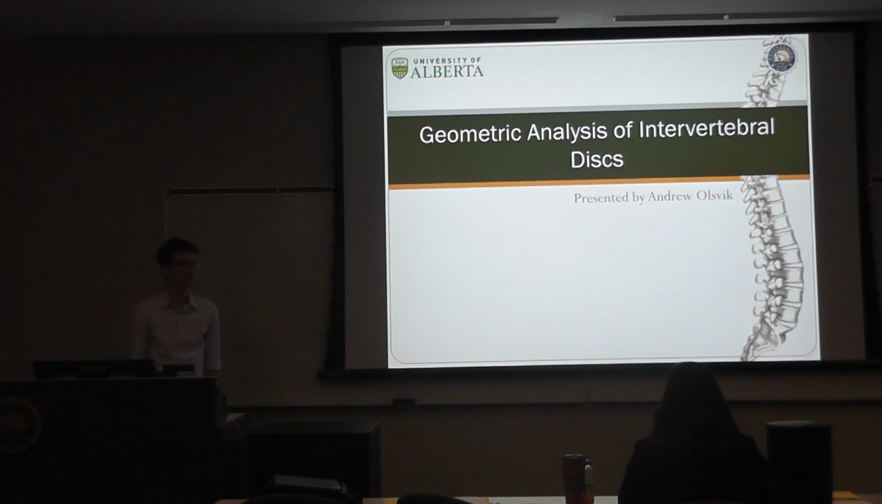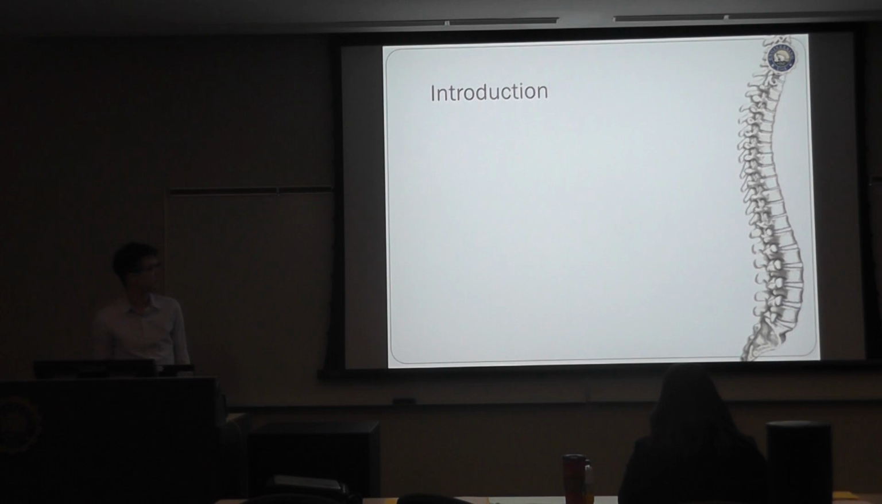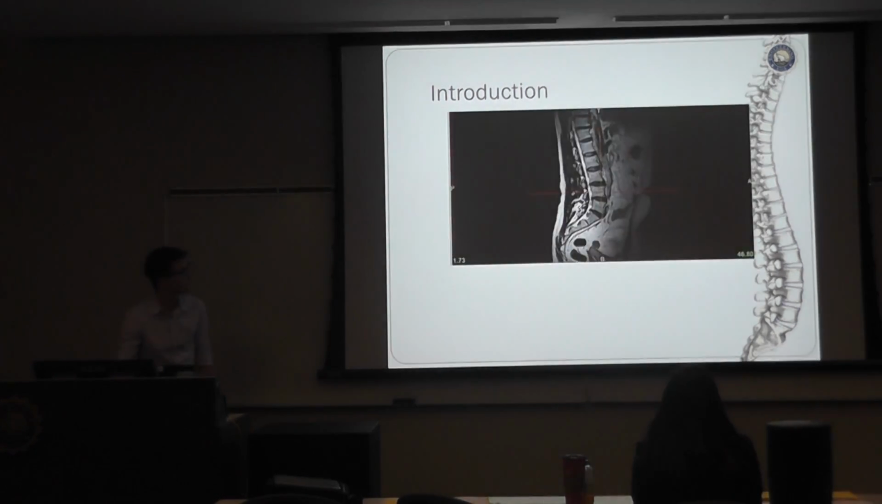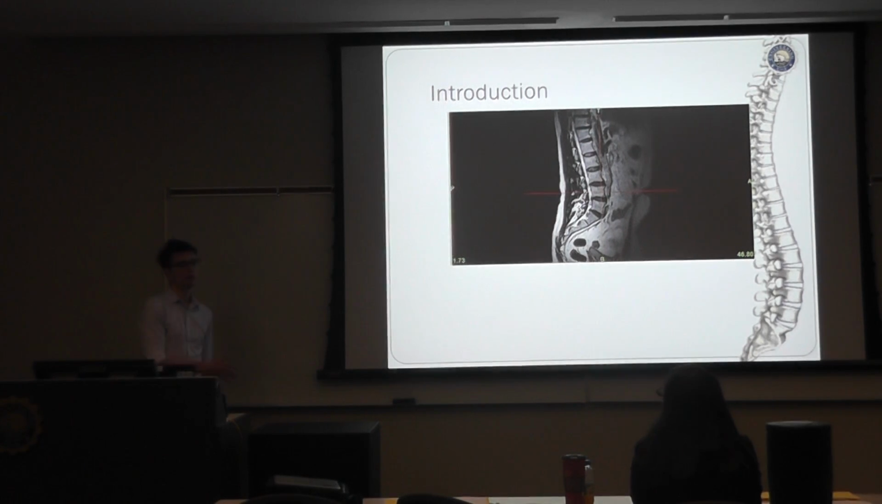Geometric analysis of intervertebral disks. So basically my role was to take raw data that came in the form of MRI scans and convert that into a more tangible, usable form for studies here at the U of A. There's a two-step process to that. The first was to build a model. We were focusing on the L4, L5 intervertebral disk, which is that guy right there.